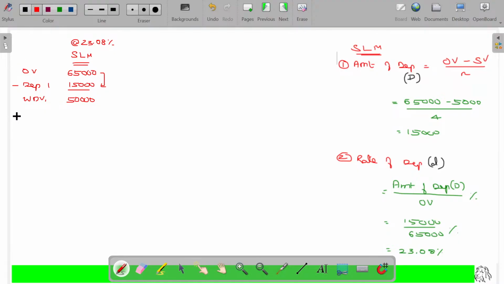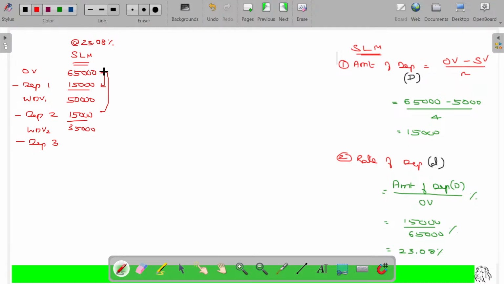Next, we'll go for depreciation number 2, the second year. Again, calculate on the original value, the straight line method. You have to apply the same 23.08 on this original value. So for the second year also, you calculate the depreciation at the rate of 23.08 percent on the original value. So 65,000 into 23.08, you'll get the same value, 15,000 rupees. Then this value becomes 35,000. This is the WDV by the end of the second year.